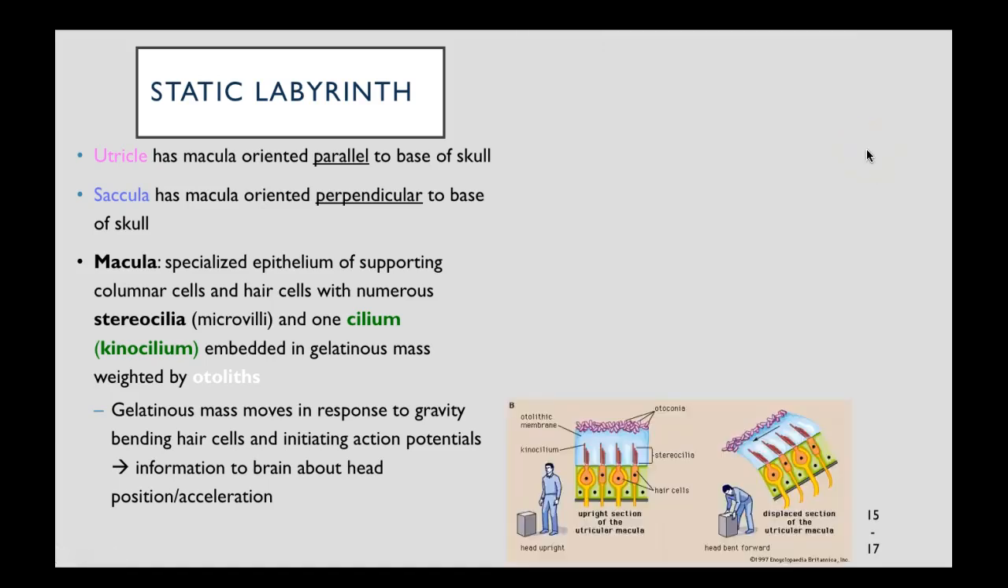Here's a nice image that depicts that. Here is this man just standing head upright, and you can see all of the kinocilium and stereocilia are lined up vertically. As the man bends over to pick up this box, those otoliths on top are going to weigh the gelatinous membrane in one direction, which bends these kinocilium and stereocilia, so that we can see there's a displacement within this macula, and we know that our head has changed its position in relation to what it was before.